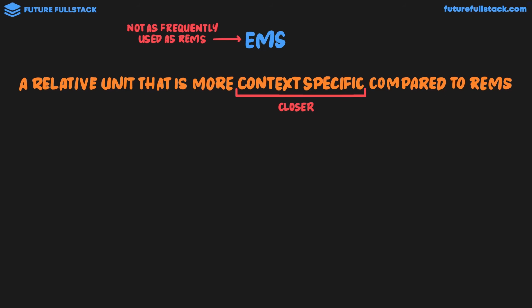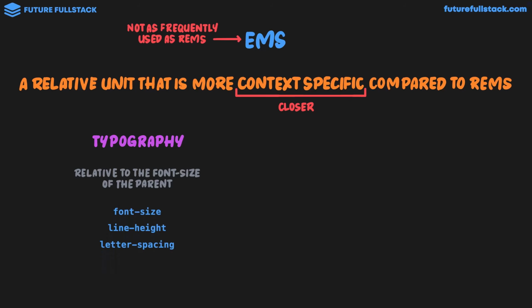EMs are not based on the root element. They're based on an element much closer to the specific element that you're now styling. Now, there are two main use cases of EMs. The first is for typography, where the element you are styling is relative to the font size of the parent. Properties you would use include font size, line height, and letter spacing. And again, I really want to highlight that we're relative to a parent now, and not the root HTML element. Our reference point is much closer or context specific. So let's go play around with this inside VS Code.